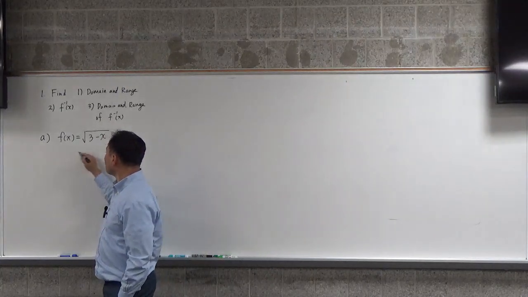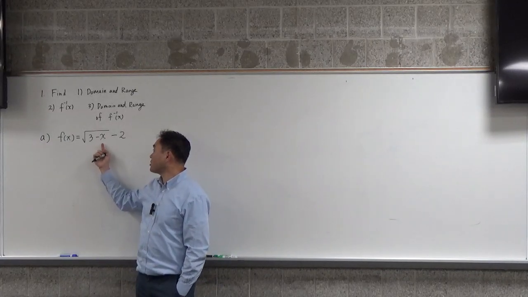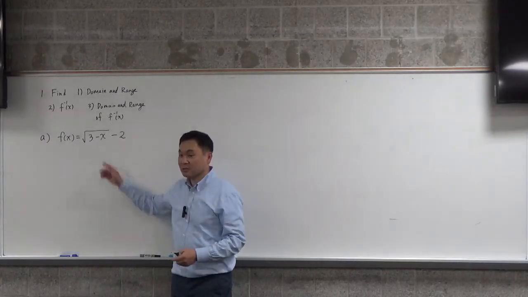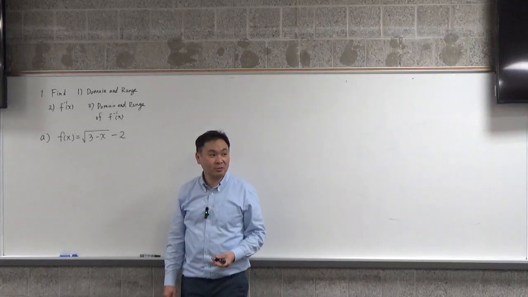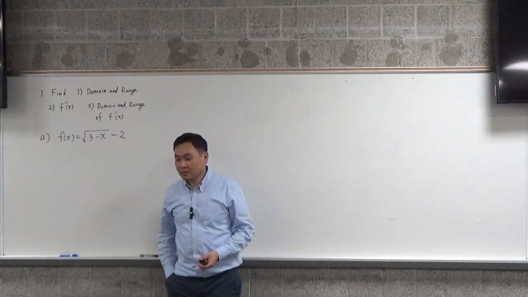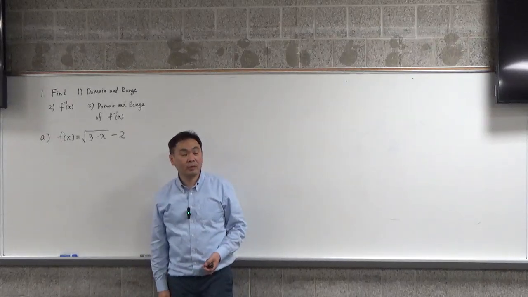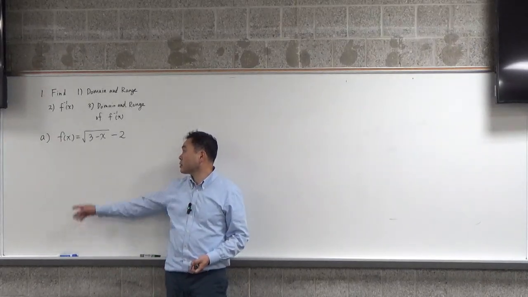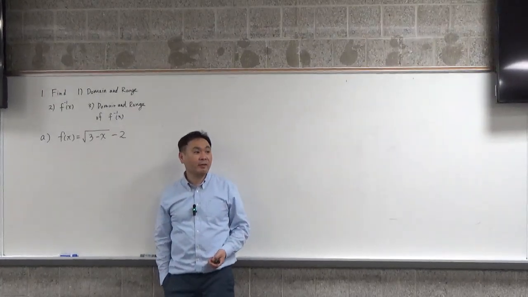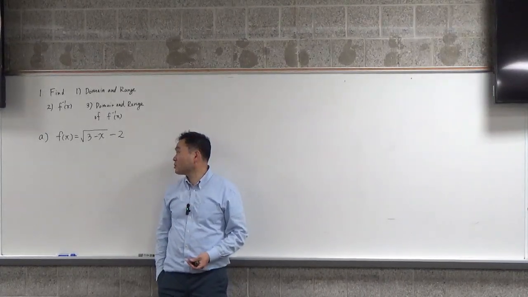Okay, first of all, the domain is all allowed values to the function, right? So let's think about it a little bit. Can you plug in 0? Yes. Can you plug in -1? Yes, because 3 minus -1 would be 3 plus 1, right? So you end up with square root of 4, which is perfectly fine. Okay. Can you plug in 10? Why not? Because you're going to end up with a negative.